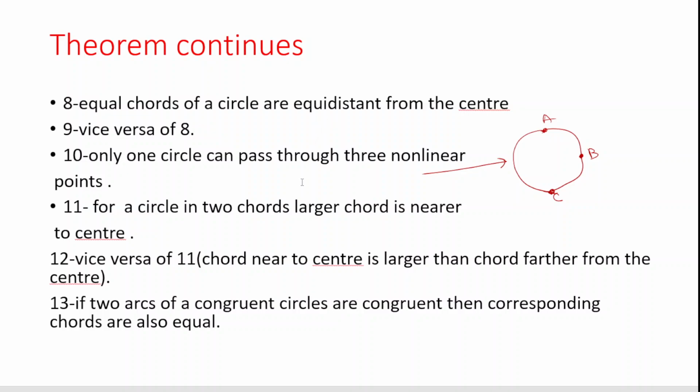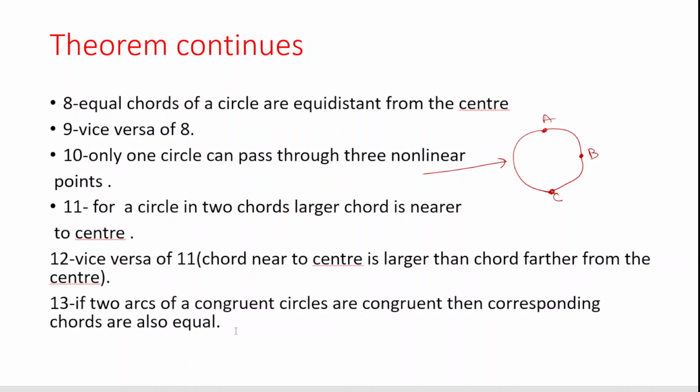Only one circle can pass through three non-linear points. If you draw three non-linear points, only one circle can pass. There cannot be more than one circle which passes through the non-linear points. For a circle with two chords, the larger chord is nearer to center, which I have told you earlier. Vice versa, the chord nearer to center is larger than the chord farther from the center. Diameter is the largest chord because it is passing through the center.